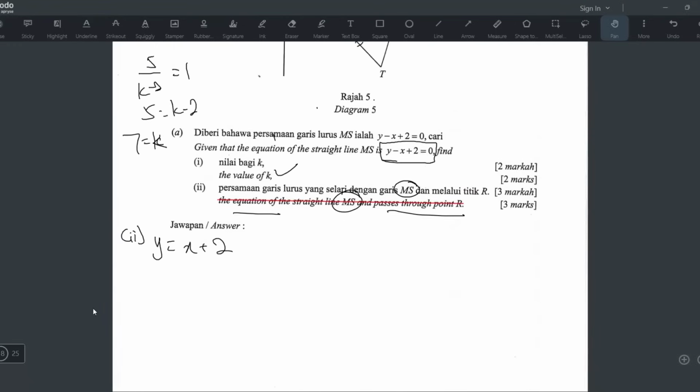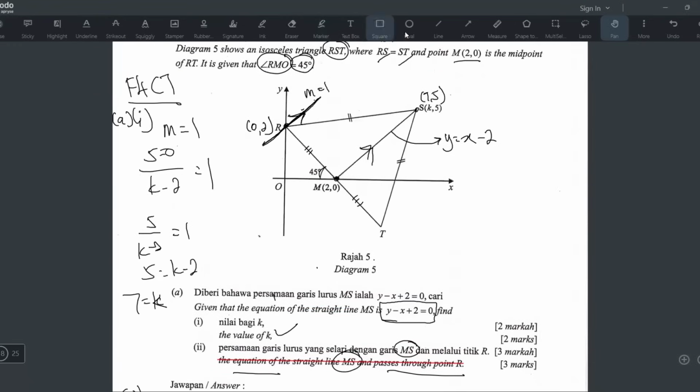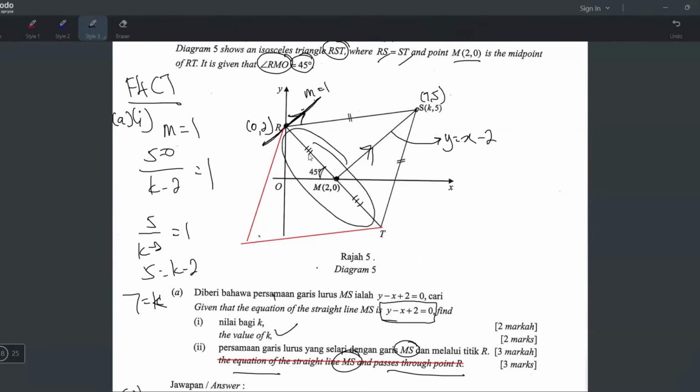So let's go to the diagram. RT is the diagonal. That means this line right here is the diagonal of parallelogram RSTU. But U is not here, right? But I will tell you, U will be somewhere down here. It's definitely somewhere down here, because only then can it make sense. Because they say RT is the diagonal, mah. Takkanlah your U is up here. Tak logik lah kalau atas itu.